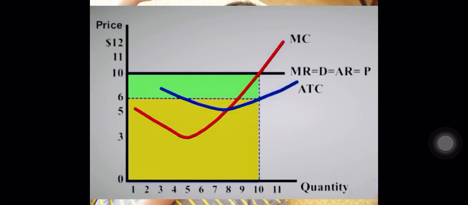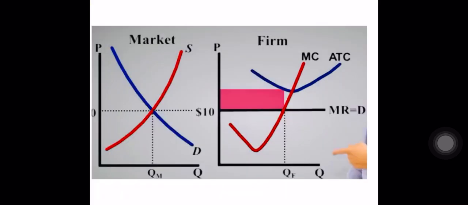Siyempre, dito sa graph na ito, hindi ka lugi kasi your average total cost ng pag-produce ay mas mababa kaysa sa charge mong price, which is the black line. Alright? So here is a representation of the firm incurring a loss. Your average total cost is way above MR, or your price of the product or marginal revenue.